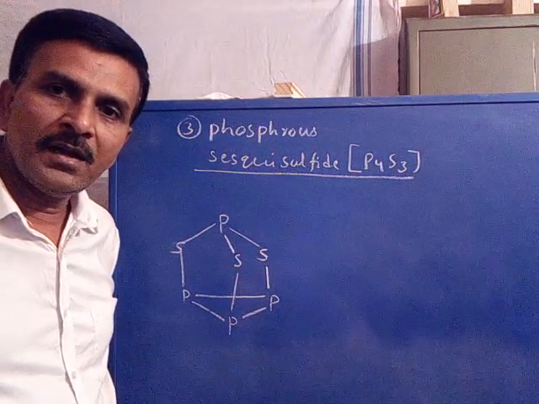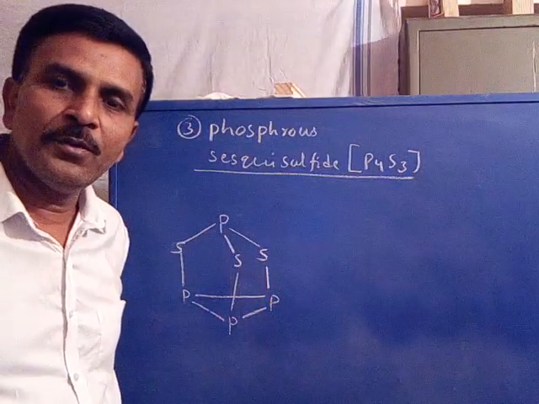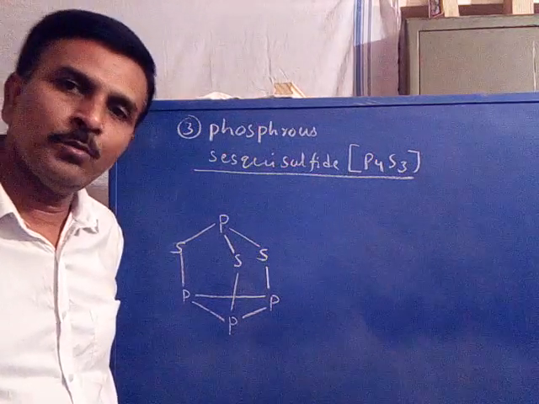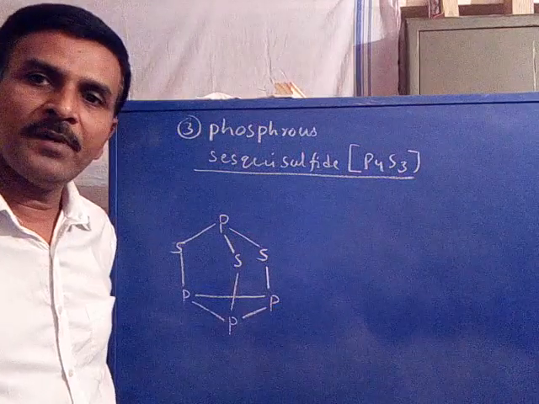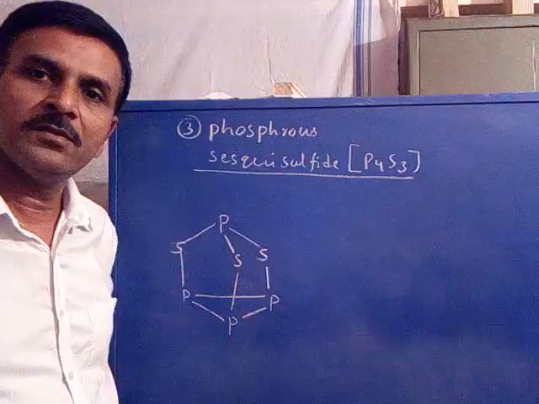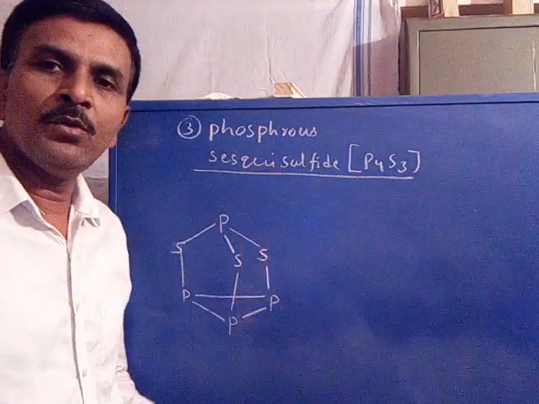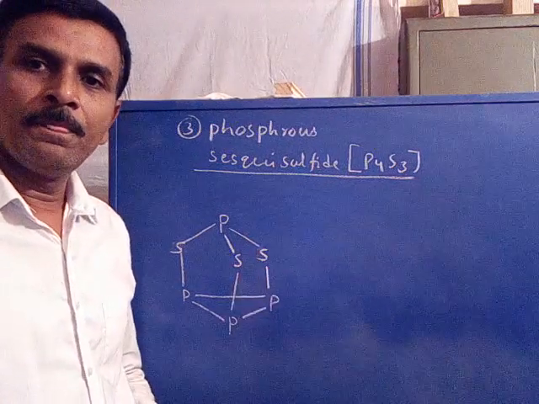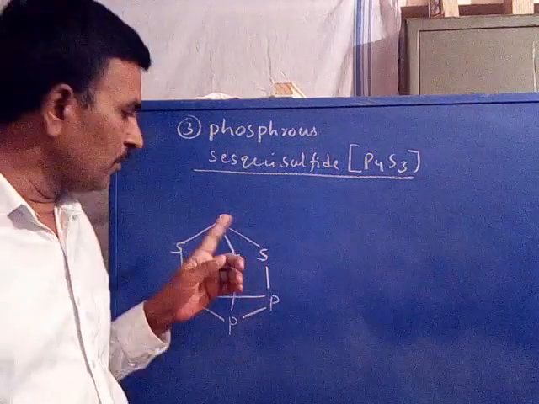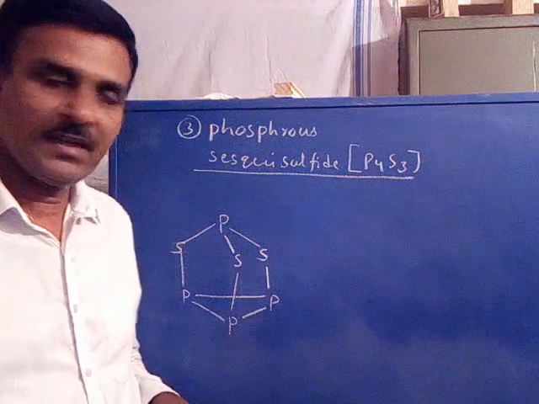Is it non-equivalent or equivalent? All three below phosphorus nuclei are equivalent as they are attached to one sulfur and two phosphorus. But the above phosphorus is attached to only three sulfurs, no phosphorus. That means the above phosphorus is non-equivalent from the below three phosphorus nuclei. Therefore two signals appear, one for the above phosphorus and the second for the below phosphorus. Is it clear?